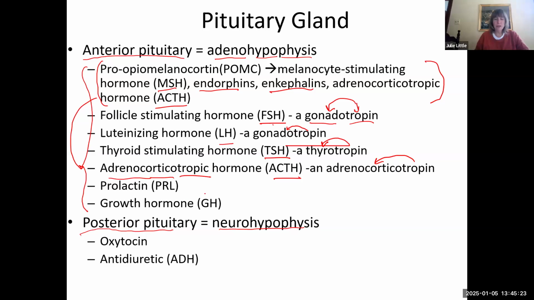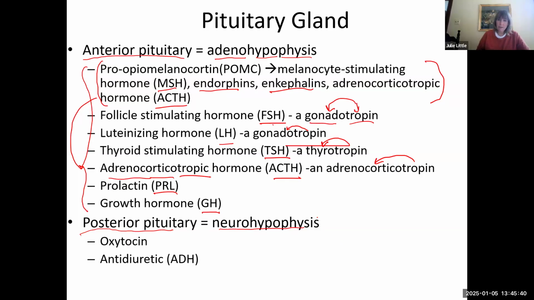I'm not sure about the order I'm going to go with in this lecture, but prolactin, as the name suggests, here's its abbreviation, and growth hormone. These are pretty straightforward. Prolactin is pro-lactation. It's going to have some other roles, but also growth hormone is for growth.